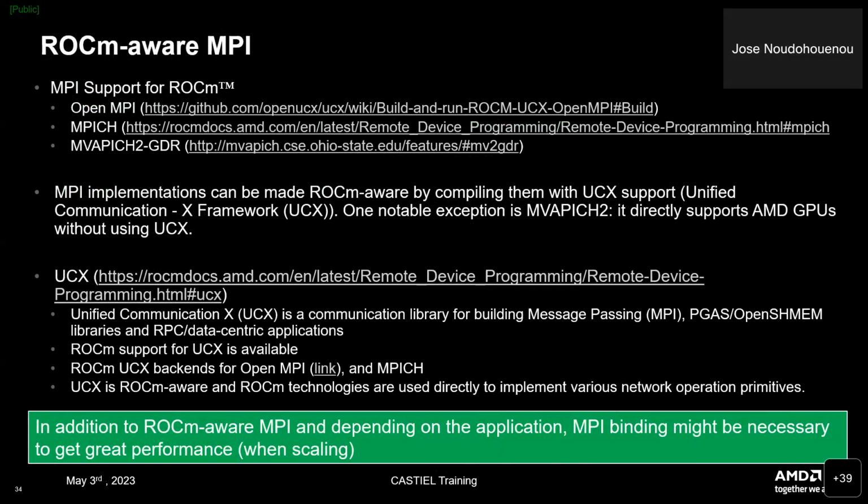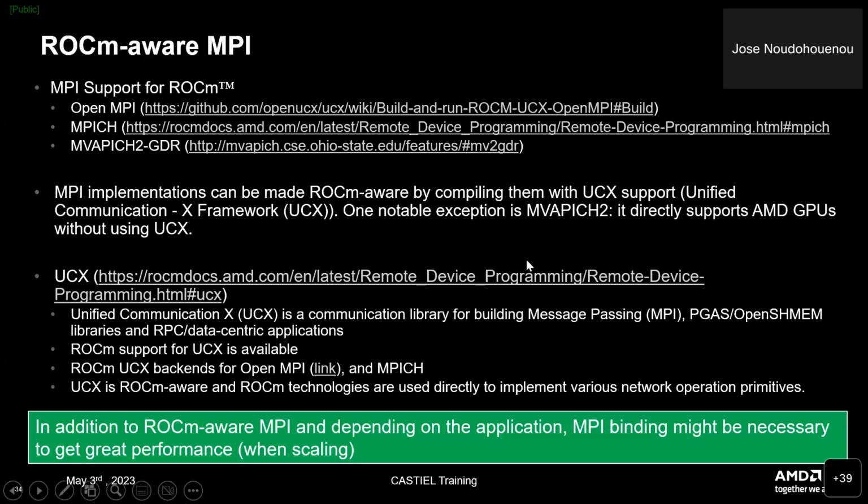So we have an application, we know how to build it, we know how to execute it on GPU, but it is not sufficient to get great performance. So what do we need? We need ROCm-aware MPI in the context of hybrid MPI OpenMP applications. For MPI support for ROCm, we have several options. We have Open MPI, MPICH, MVAPICH2, and an MPI implementation can be made ROCm-aware by compiling it with UCX, the Unified Communication X framework.